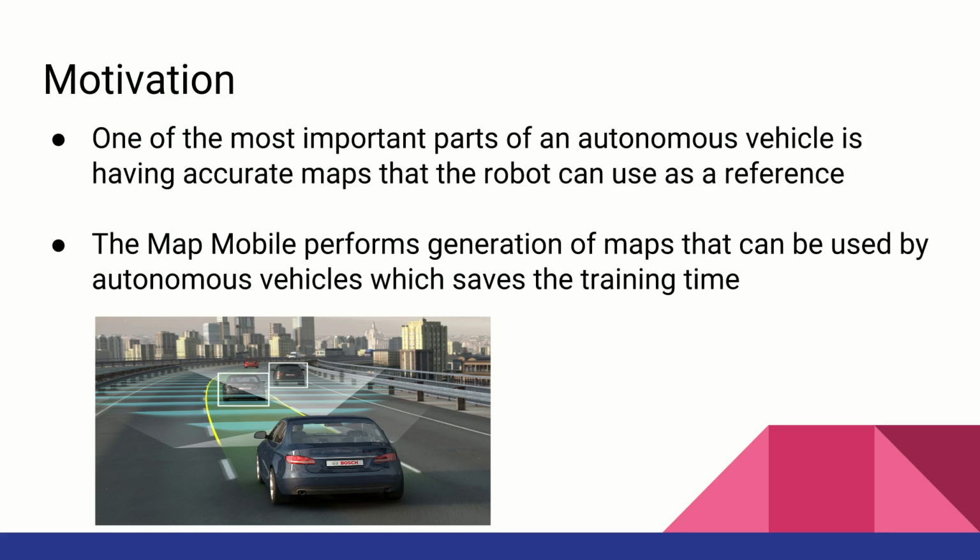The motivation of the project is that one of the most important things about autonomous vehicles is having accurate maps that the robot can use as a reference to make the system more robust. The Mapmobile generates maps that can be used by autonomous vehicles, which saves training time.